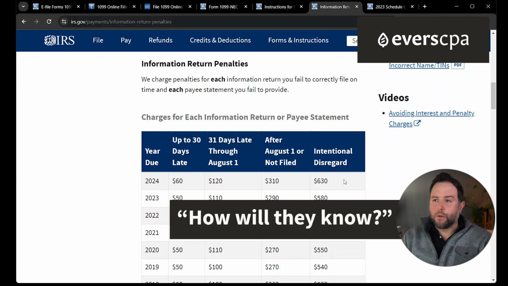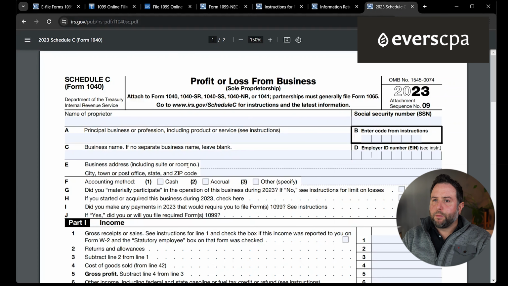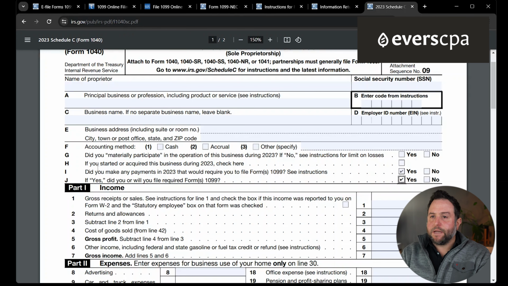So how would the IRS know whether or not you were subject to filing these forms and you didn't do it? To do that, on any business tax return, there will be these questions. I pulled up the Schedule C from Form 1040. Same sort of questions on the 1065 partnership return, the 1120, the 1120S, etc. You will see these questions. On this return, it's letter I and letter J. Did you make any payments in 2023 that would require you to file Forms 1099? And we've gone over what those requirements are in this video. So you would check yes or no. Yes, I made payments to subcontractors for $600 or more.